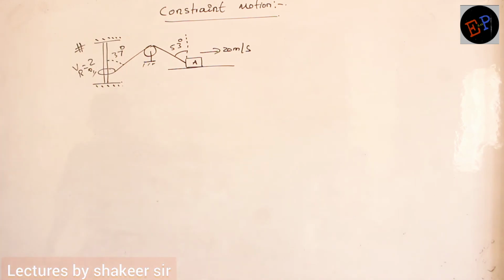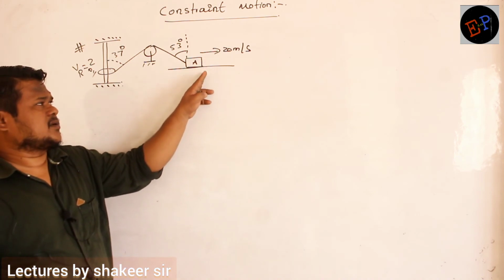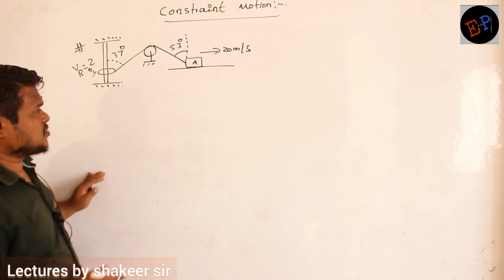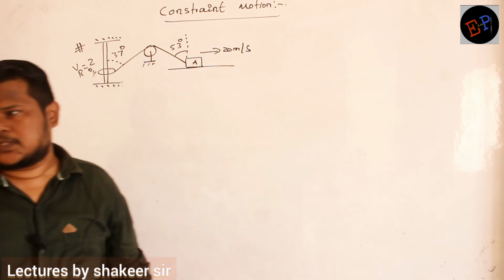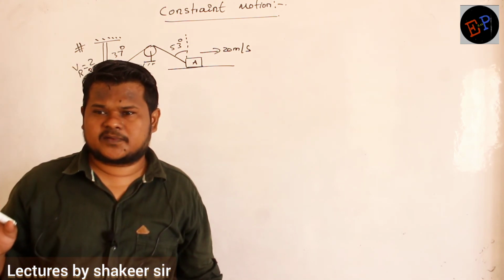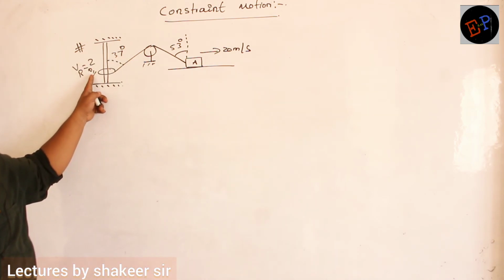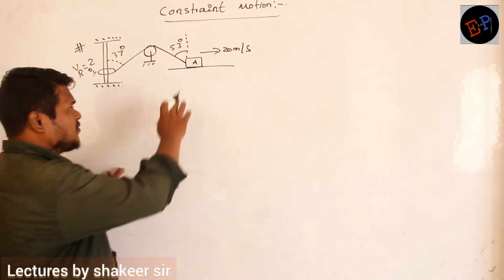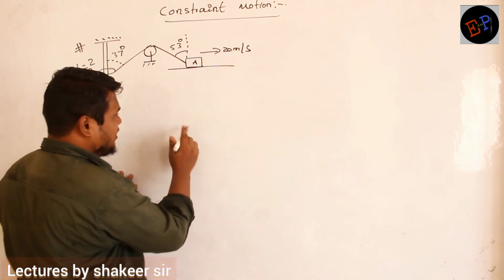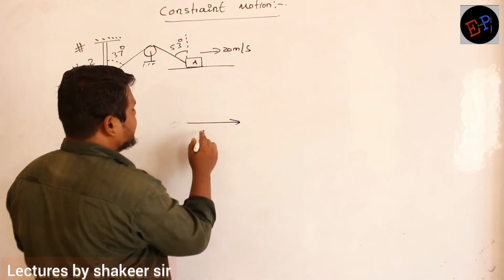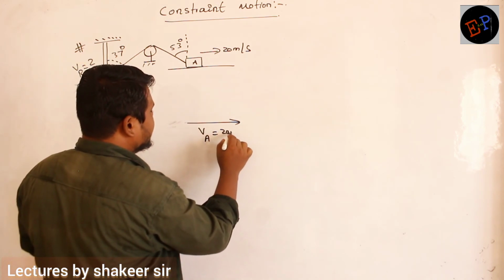So, let us see this problem. Again, same concept. Velocity of block A is 20, velocity of rope I don't know. So first of all, what do I have to do? First of all, you should find out the velocity of the rope. Then only I can find out the velocity of the ring also. So what is the velocity of block A? 20. So VA is equal to 20 meter per second.